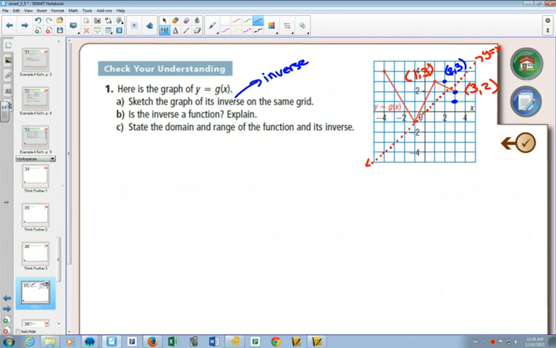Here I have (-1, -1). When you switch those points, well, then you get (-1, -1). That point stays the same. And finally, the point that we have here at (-4, 4) becomes (4, -4).